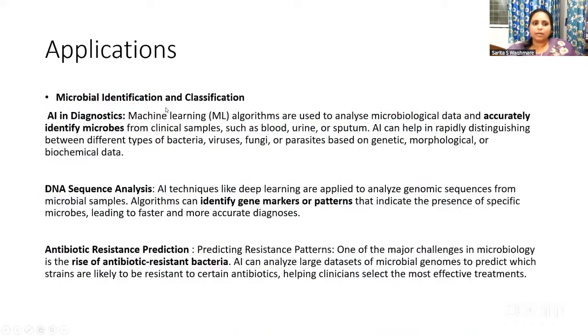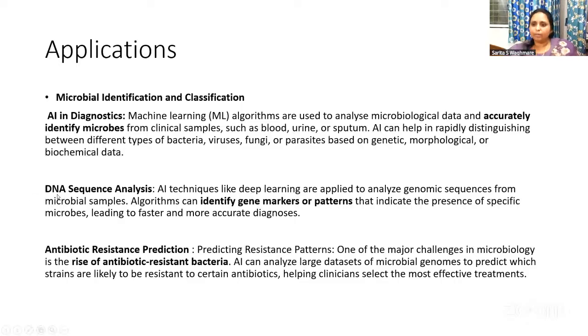In microbial identification and classification, AI and machine learning algorithms are used to analyze microbiological data and accurately identify microbes from clinical samples such as blood, urine, and sputum. AI can help rapidly distinguish between different types of bacteria, viruses, fungi, and parasites based on genetic data, so we can diagnose with the help of AI as early as possible.